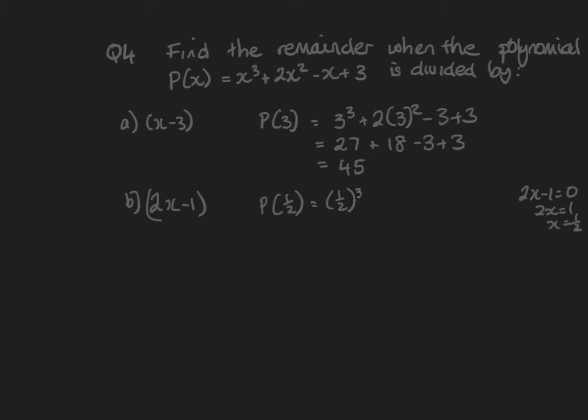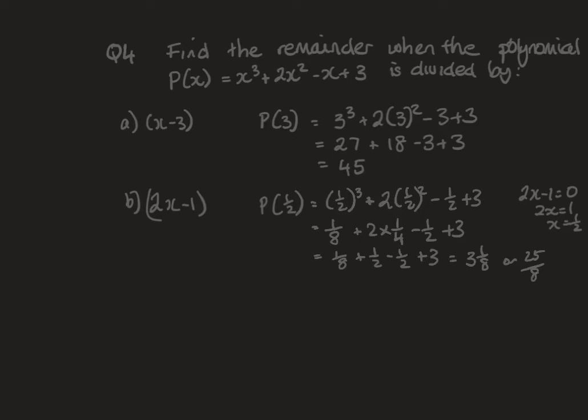So we get a half cubed plus 2 times a half squared minus a half plus 3. So that equals 1/8 plus 2 times a quarter minus a half plus 3. So it's 1/8 plus 2 quarters is a half minus a half plus 3. So we end up with 3 1/8, or if we convert that to an improper fraction, 3/8 is 24 plus that 1 is 25 over 8.